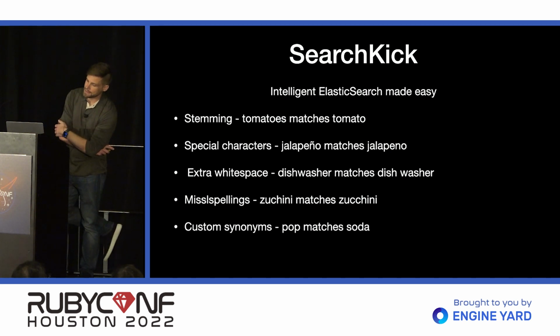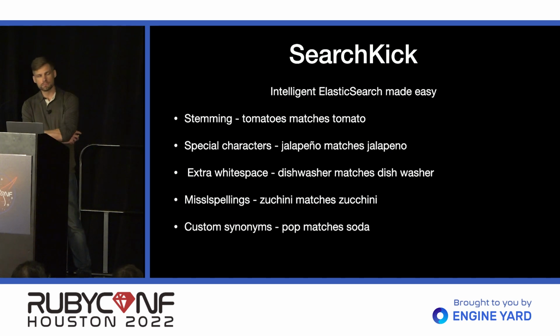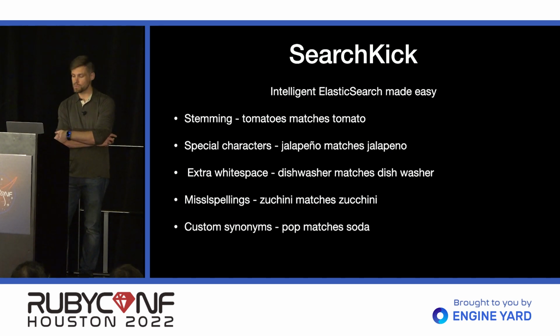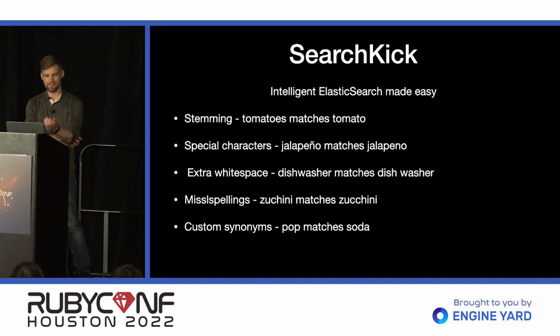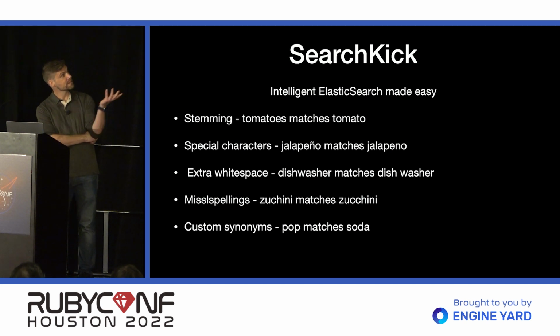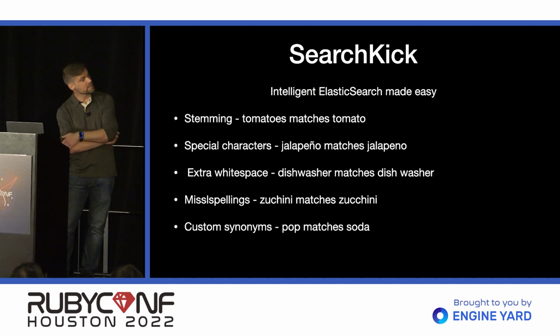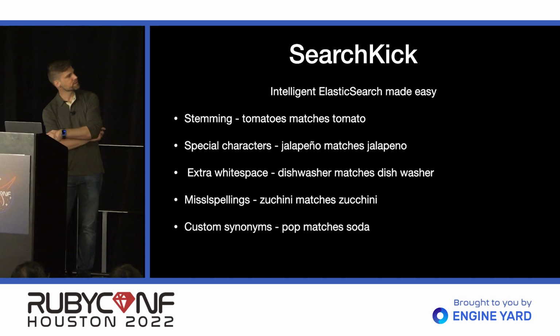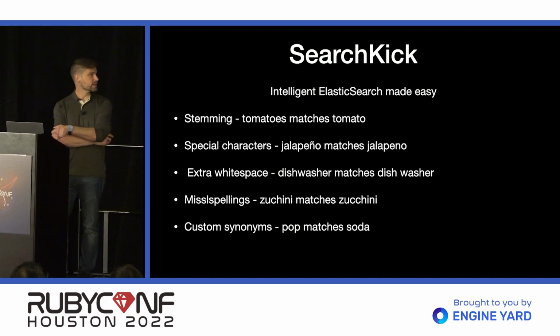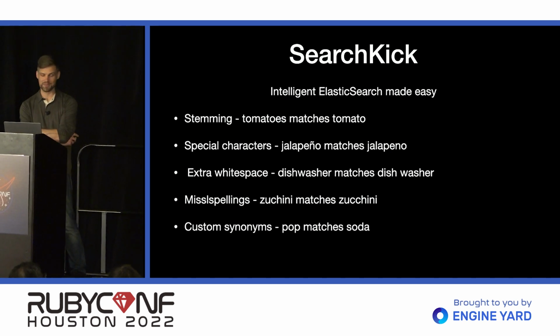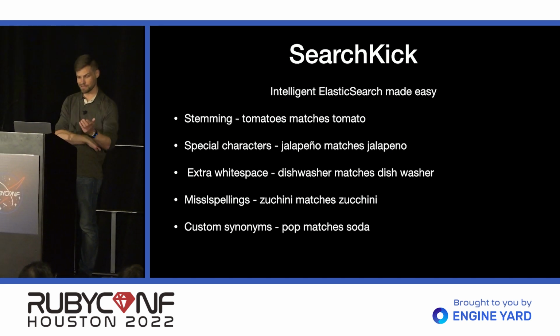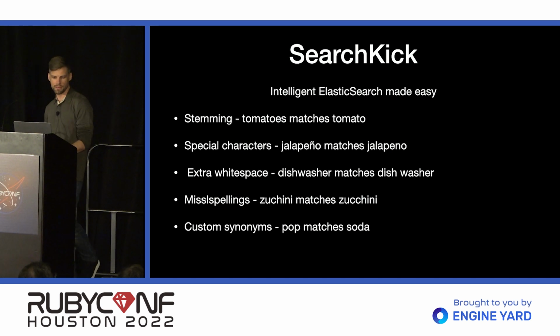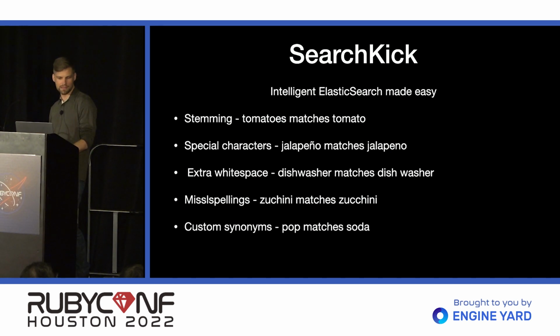It has a similar query structure to SQL, and you can do things like tomato or tomato, however you describe that, jalapeno with special characters. It handles spaces, misspellings, and depending on where you come from, you might call it soda or pop, and it'll match that as well. These are his examples, and again, battle tested at Instacart.